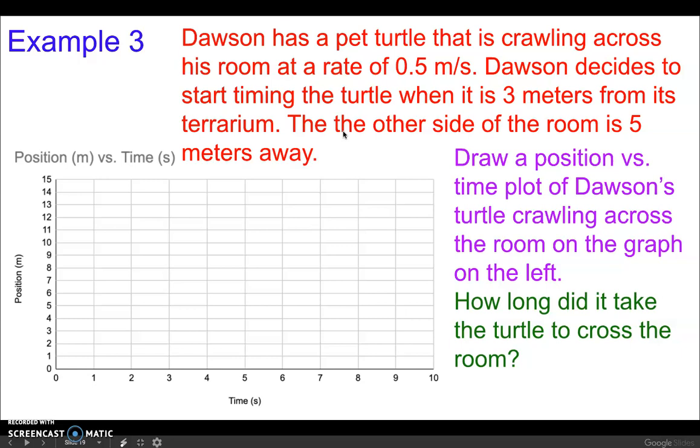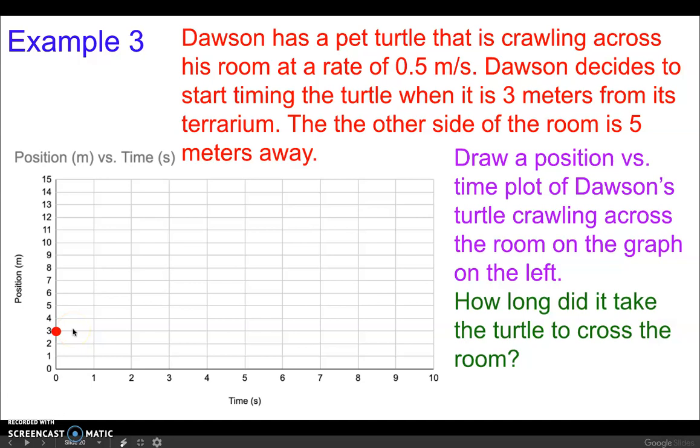So the other side of the room is 5 meters away. So then again, we're going to draw a position versus time plot of Dawson's turtle crawling across the room. And we'll answer the question, how long did it take the turtle to cross the room? So this turtle is starting at 3 meters from the terrarium. Started right here. And it's moving at a rate of 0.5 meters per second.